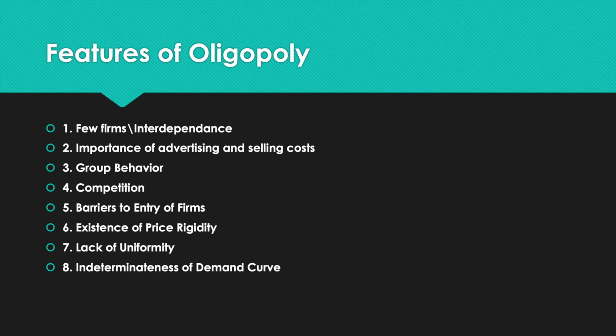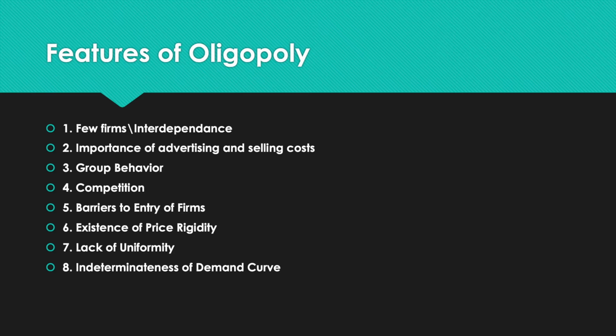The third one is group behavior. Since oligopoly has only a few number of firms, it is very obvious that these firms tend to have group behavior, and especially in forms like collusive oligopoly, they form cartels and take group decisions on price and output.